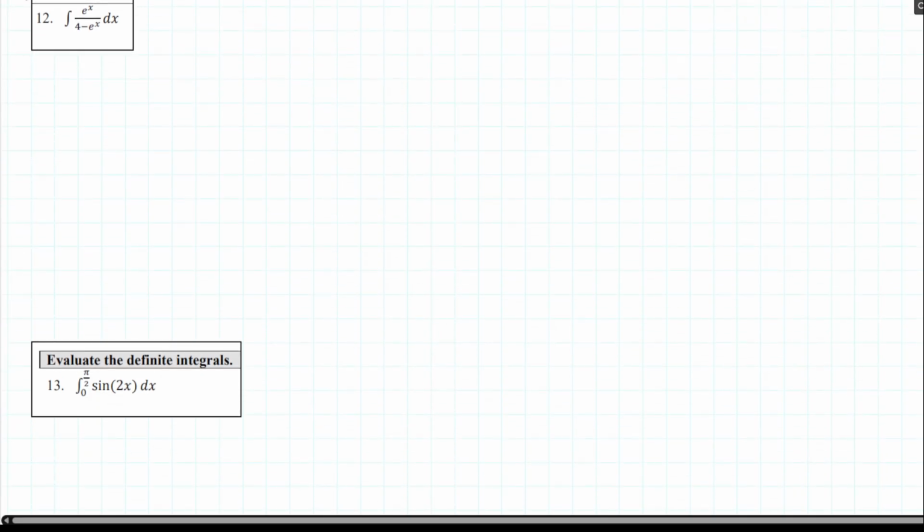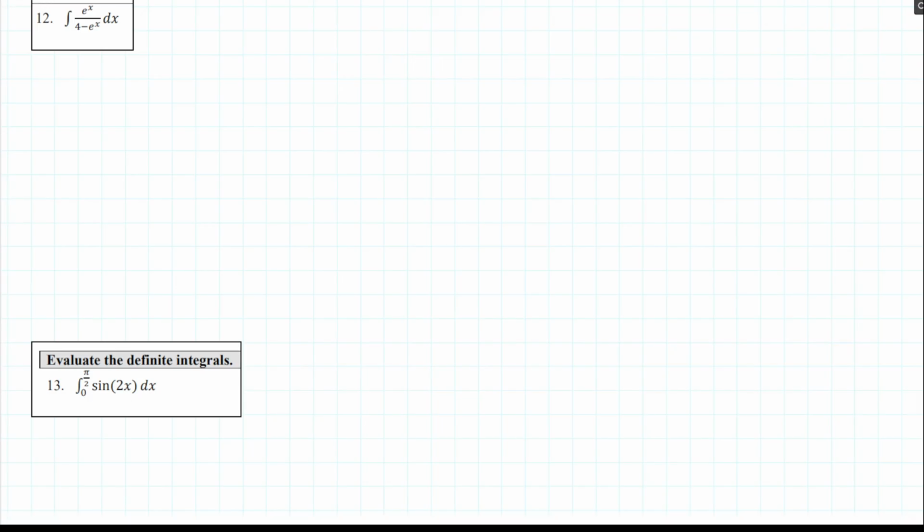And we have the integral of e to the power x over 4 minus e to the power x dx. So here let's choose u equal to 4 minus e to the power x, then du is, the derivative of 4 is 0, and the derivative of negative e to the power x is negative e to the power x dx. Then dx equals du over negative e to the power x. Okay, so let's keep it aside.